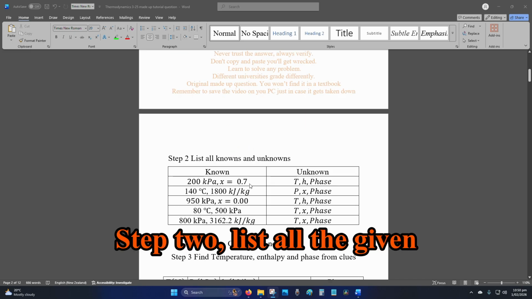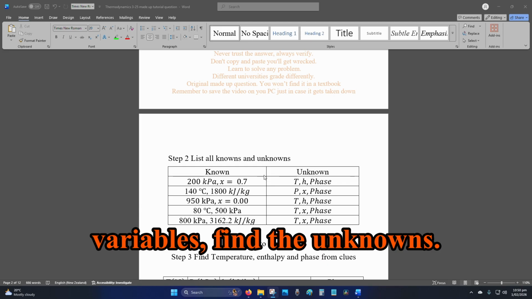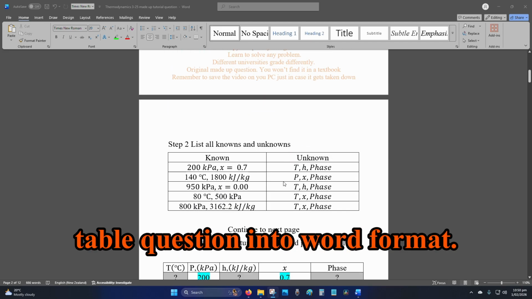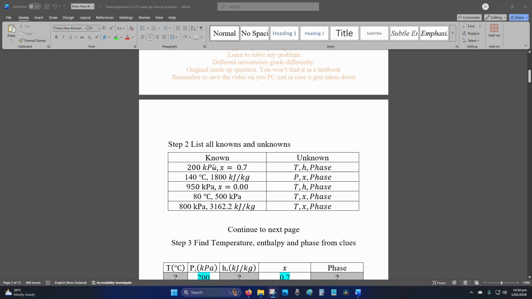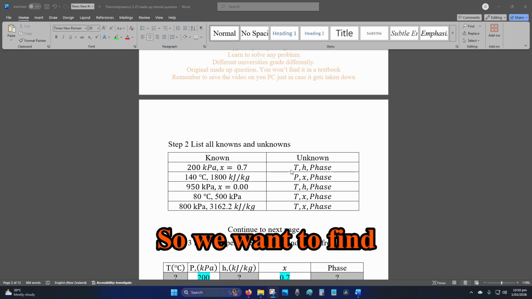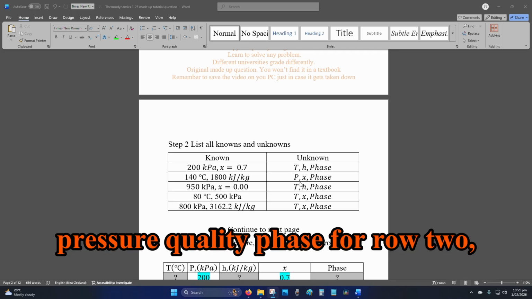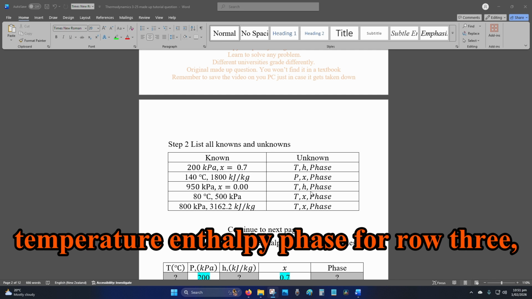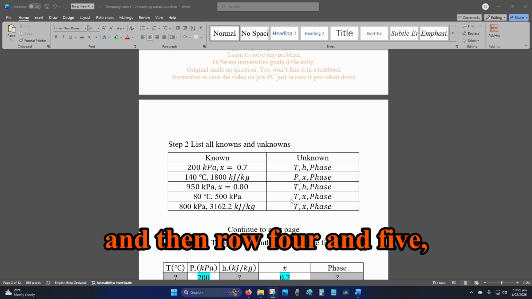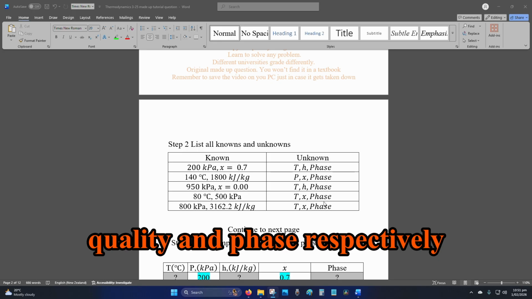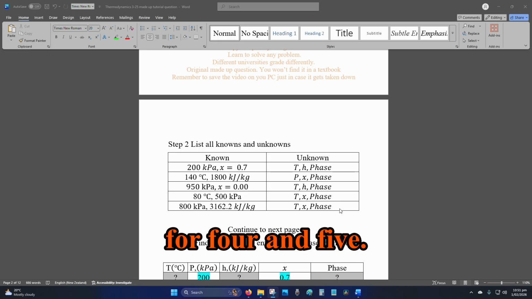Step 2, list all the given variables, find the unknowns. So I just converted this table question into word format. So we want to find temperature, enthalpy, phase for row 1. Pressure, quality, phase for row 2, temperature, enthalpy, phase for row 3, and then for rows 4 and 5, we've got temperature and quality and phase, respectively.